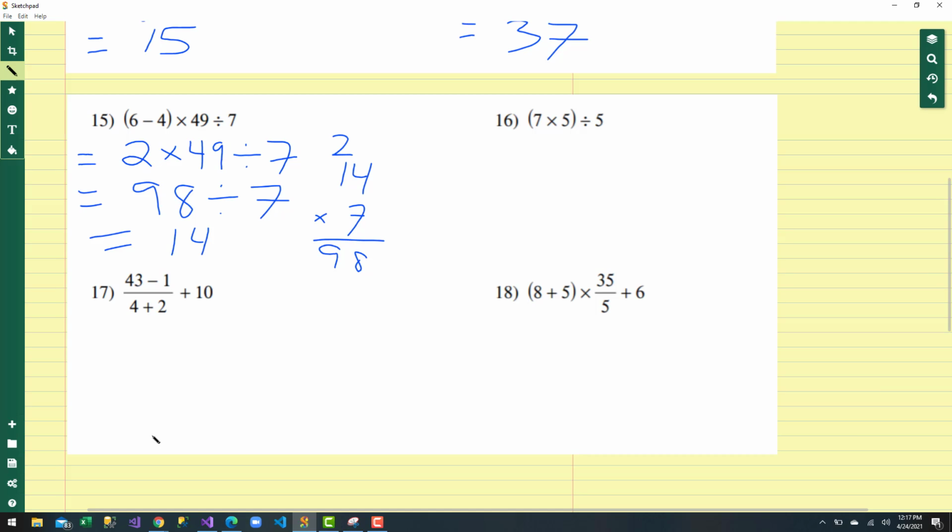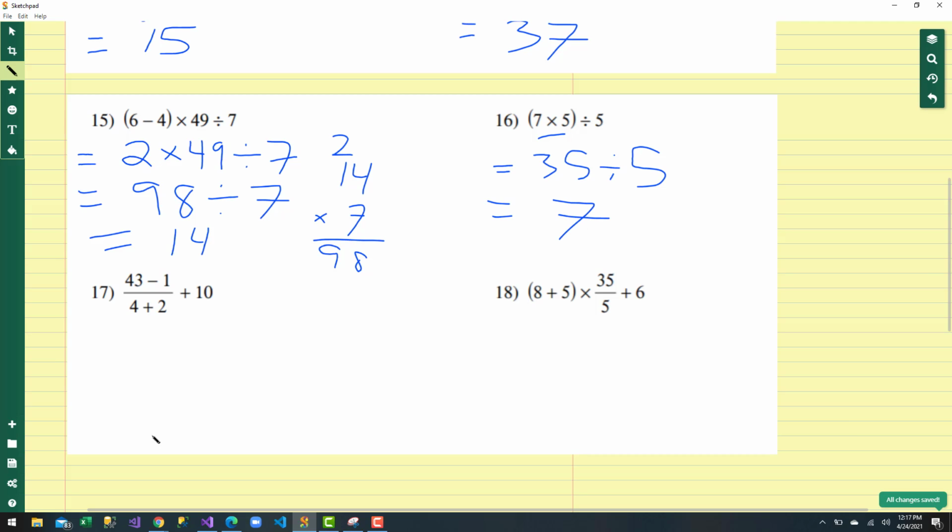Okay, let's move on to number 16. PEMDAS says take care of the parentheses first. So we have 7 times 5 here. So we have 35 divided by 5. And finally, we apply division here. 35 divided by 5 is equal to 7.